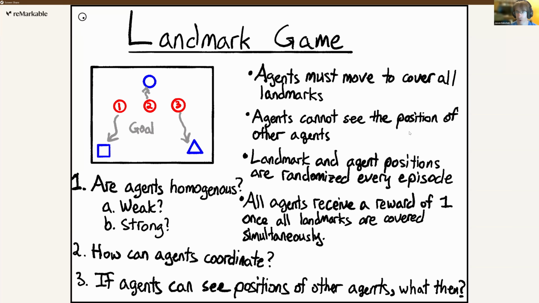The goal is for all of the agents to move to cover the landmark, or to move into the same grid location as where the landmark is. And then once all of the agents are simultaneously covering a different landmark, right? They have to all cover a different landmark because there's an equal number of landmarks to agents. Then they all get a reward of 1, and the episode is over. So the agents just have to disperse themselves and cover the landmarks.